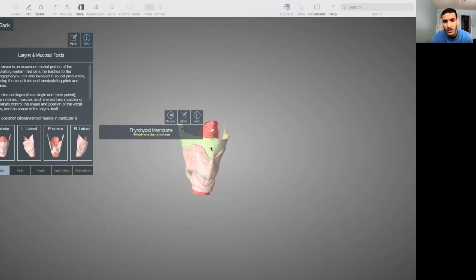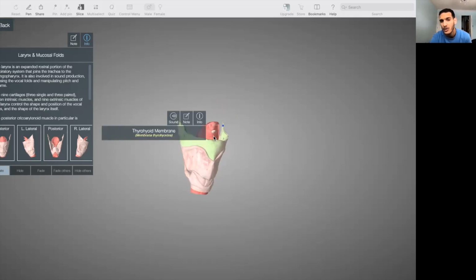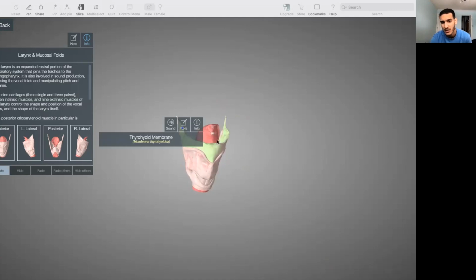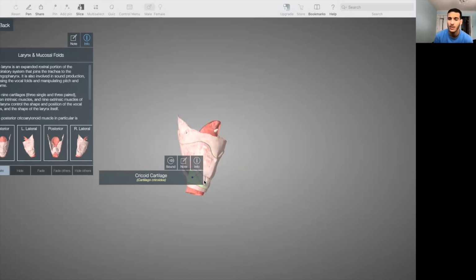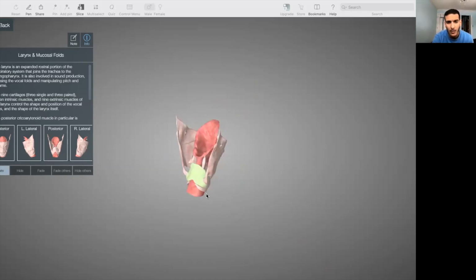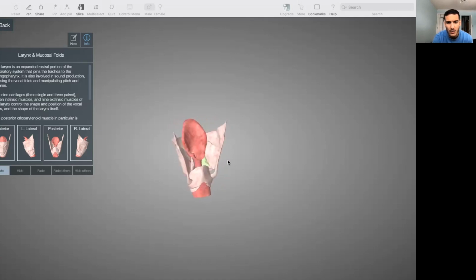This fold right here is called the thyroid membrane, which is a ligament that connects the thyroid cartilage to the hyoid bone that was present before we isolated it. Then we have this structure right here. It is called the cricoid cartilage. And so these three make up the single cartilages of the larynx, the cricoid cartilage, thyroid cartilage, and the epiglottis. And then finally, we're going to talk about also the arytenoid cartilages.